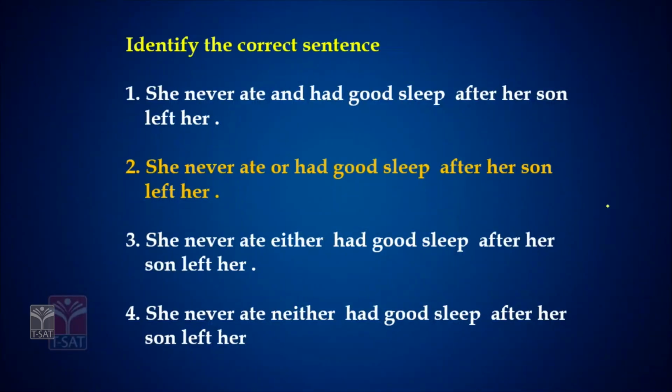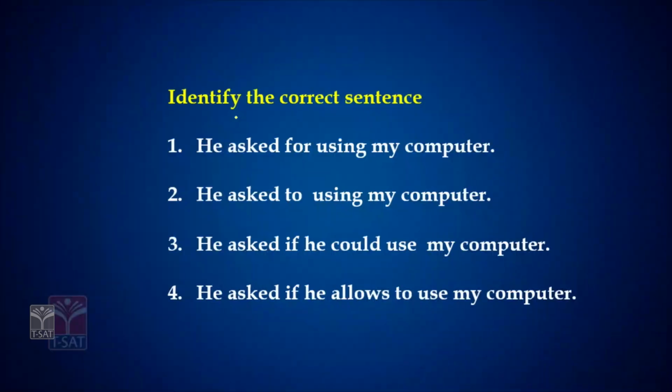So, this is the right answer. In this set, you can see the sentences. Number 1, he asked for using my computer. He asked to using my computer. He asked if he could use my computer. He asked if he allows to use my computer. So, if you see the sentences, you can see number 4, he asked if he allows to use my computer. There is no tense agreement. Asked is marked for past tense and the present verb is used, allows. So, we can eliminate 4.